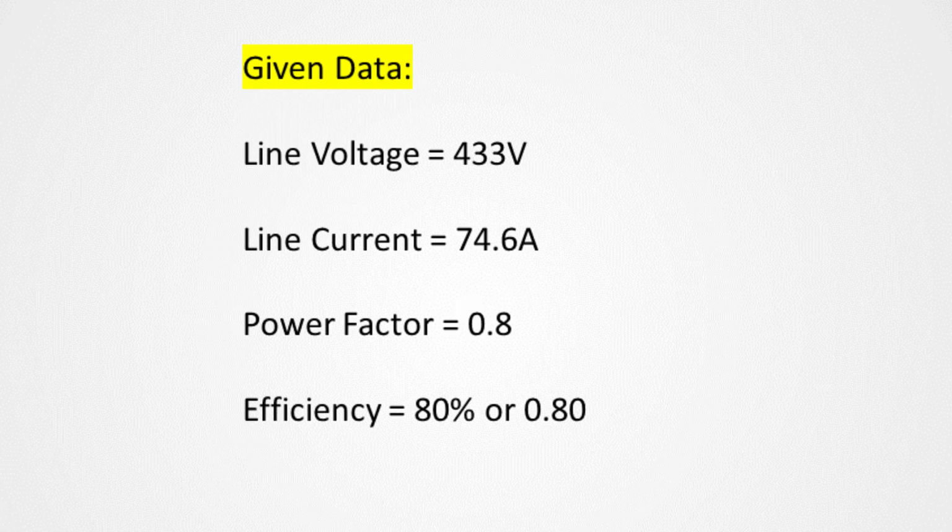Hello everyone. In today's video, we are going to calculate the horsepower developed by a 3-phase induction motor. But before we dive into the calculations, let's first understand the data we have. We have a motor with a voltage of 433 volts. This motor is using a current of 74.6 amps. The power factor, which tells us about the quality of power usage, is 0.8. The motor is 80% efficient.